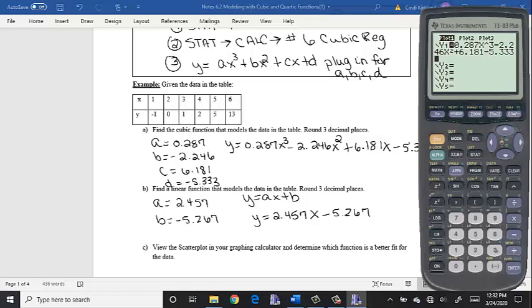Okay, and now we're going to select Zoom 9. You can see that there is our data that we've listed. And I want to go back and look at my function.